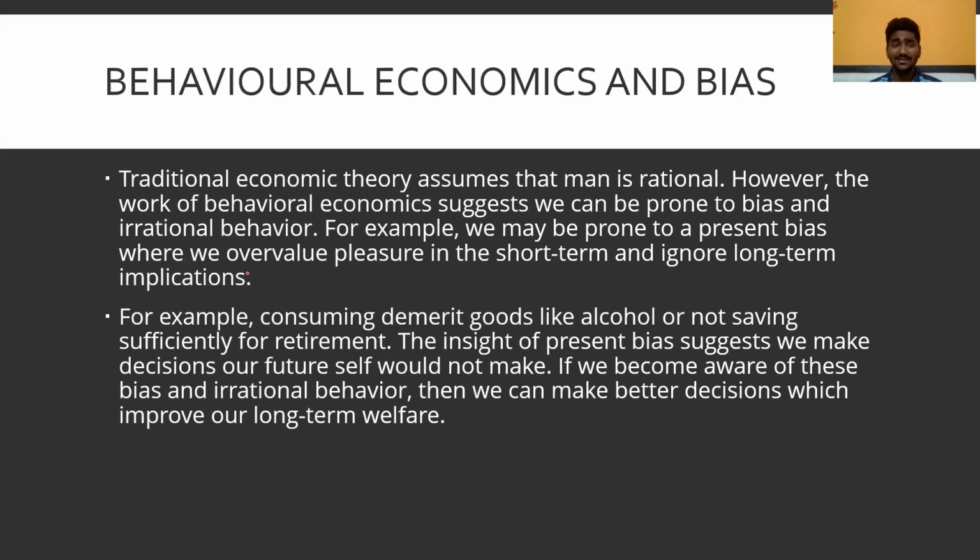Behavioral economics and bias. Traditional economic theory assumes that man is rational. However, the work of behavioral economics suggests that we can be prone to bias and irrational behavior. For example, we may be prone to a present bias, where we overvalue pleasure in the short term and ignore long-term implications. Consider the example of demerit goods like alcohol, or not saving sufficiently for retirement. The insight of present bias suggests that we make decisions our future self would not make. If we become aware of these biases and irrational behavior, then we can make better decisions to improve our long-term welfare.